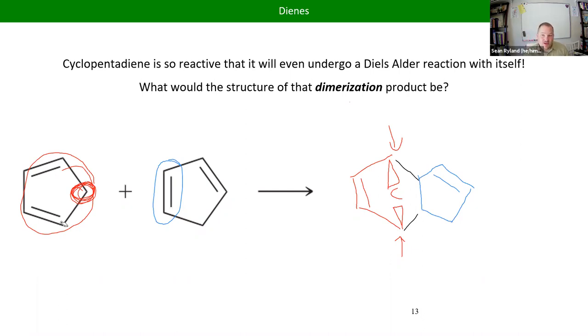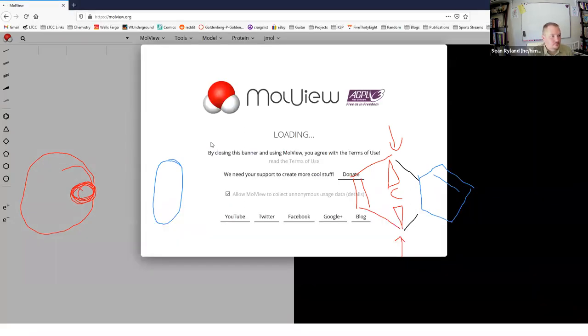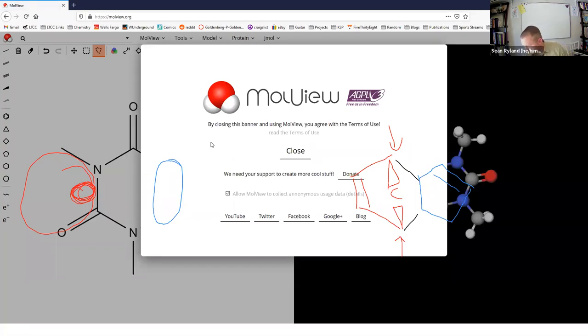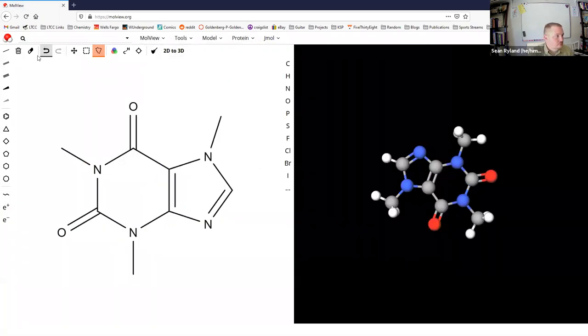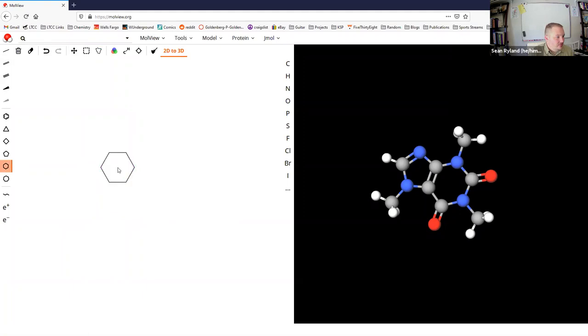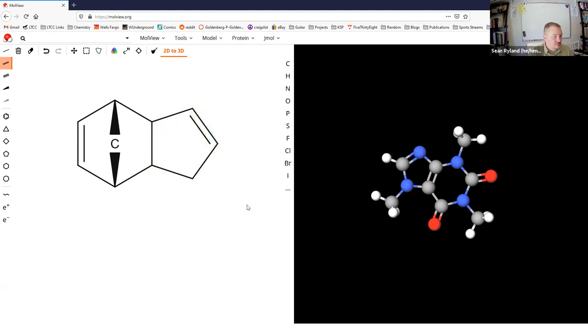This would be a perfectly valid way of drawing this compound. And if we wanted to look at a molecule viewer to get an idea of what this would look like in 3D, we're going to wind up with, so there's our cyclo group. Here's the pi bond that we moved over. There's the carbon that was bridging the two ends of it. And then on the other side, we had something that looks like this.